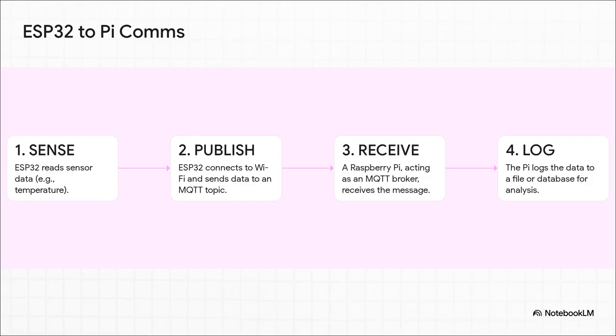So let's make that real. Imagine an ESP32 with a simple temperature sensor attached. First, it senses the current room temperature. Second, it connects to your Wi-Fi and publishes that reading to a specific MQTT topic, something like living room/temperature. Third, over on the same network, a Raspberry Pi is listening to that exact topic and instantly receives the message. And finally, the Pi logs that temperature reading into a file or a database. And just like that, the data's journey is complete, all in less than a second.